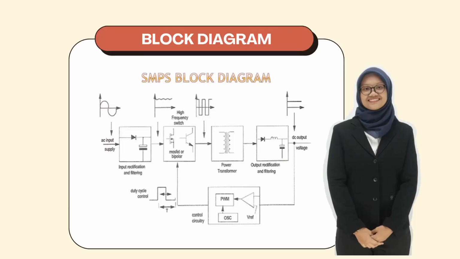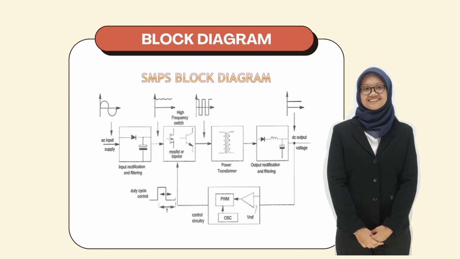This block diagram illustrates the operation of a switch mode power supply. Here's a step-by-step explanation of its components. The first one is AC input supply. The power supply starts with an alternating current source. Then, input rectification and filtering. The AC is rectified using a rectifier circuit to convert it into unidirectional current. A filter is then used to smooth out the ripples, resulting in a relatively stable DC voltage.